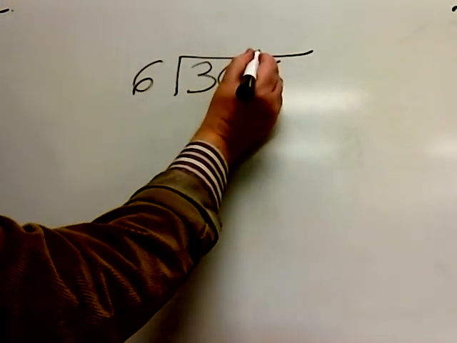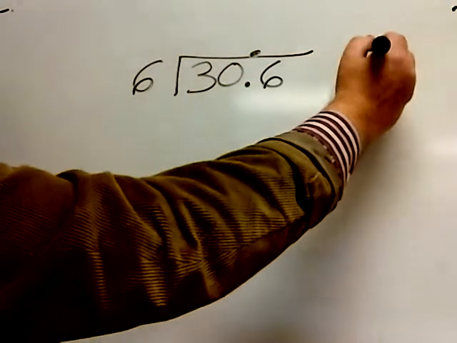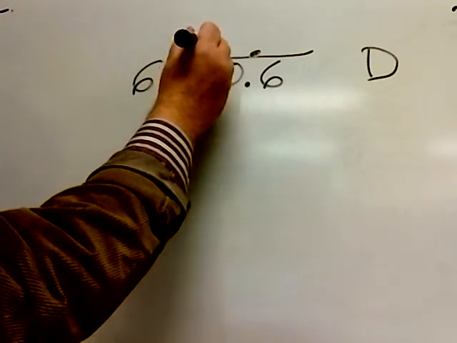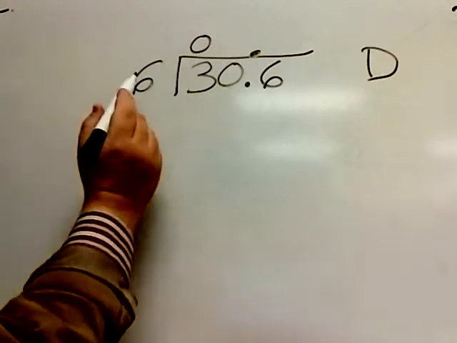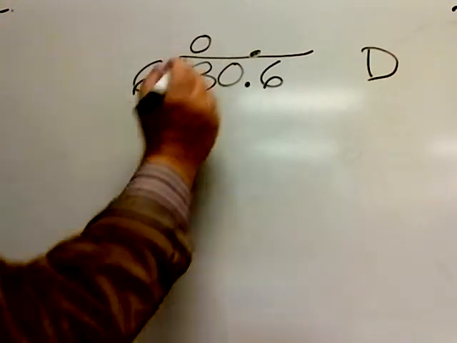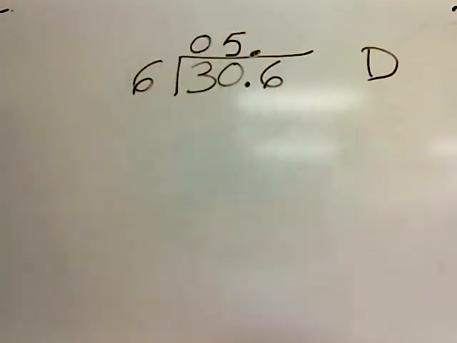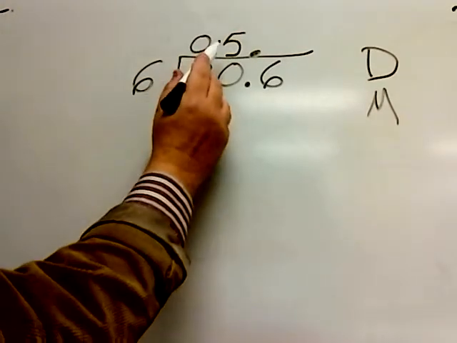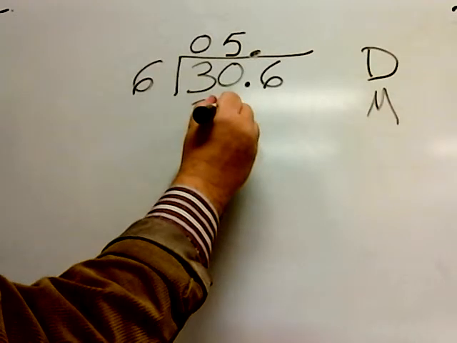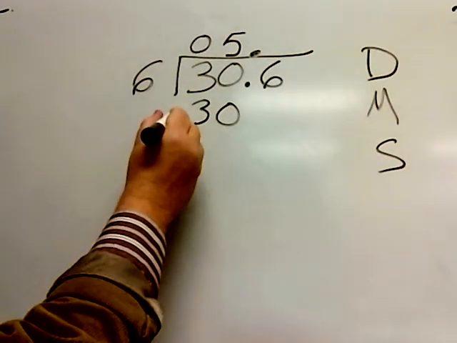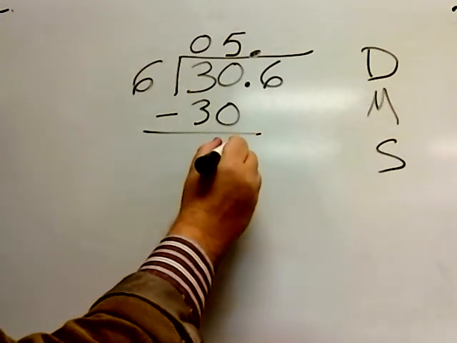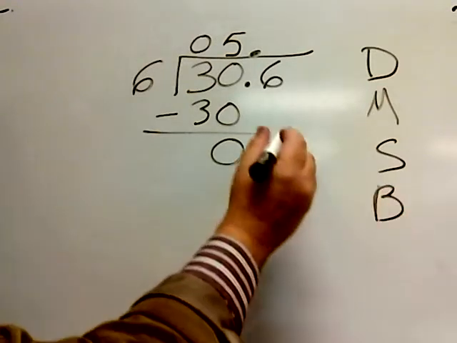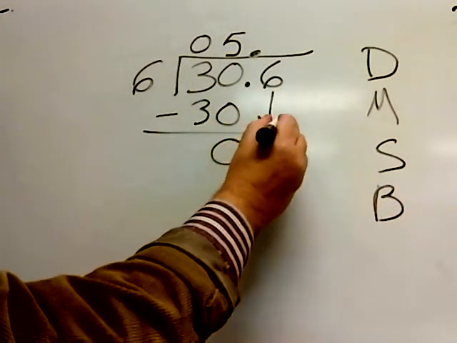First step, bring that decimal straight up. Now I can perform my basic operations. Divide. 6 will not go into 3, so I'm going to put a 0 there. 6, however, does go into 30. 5 times is what you should have placed there. After you divide, we of course are going to multiply. 5 times 6 is 30. Our next step, subtract. 30 take away 30 is 0. You would then bring down the next digit right there. There's the 6.